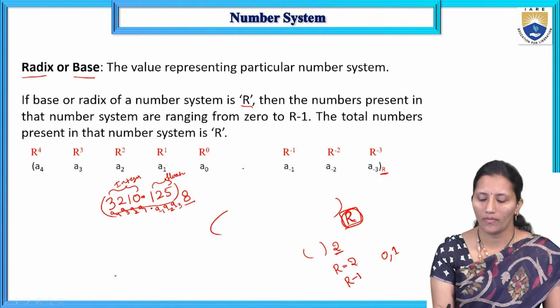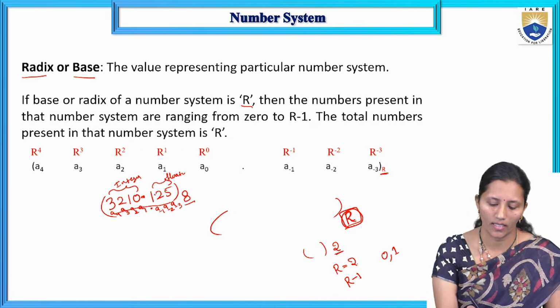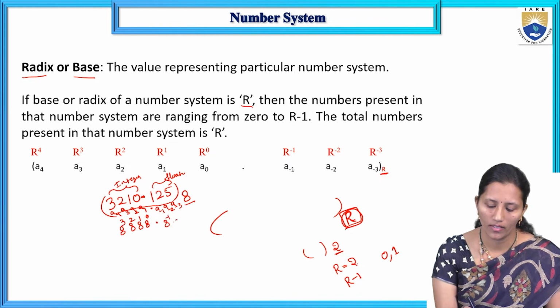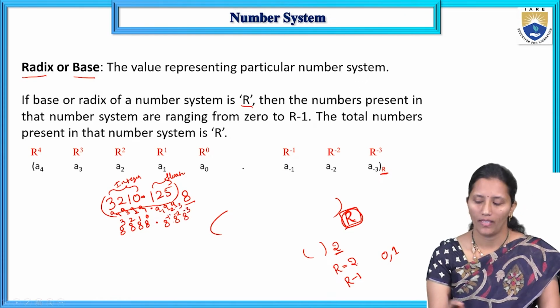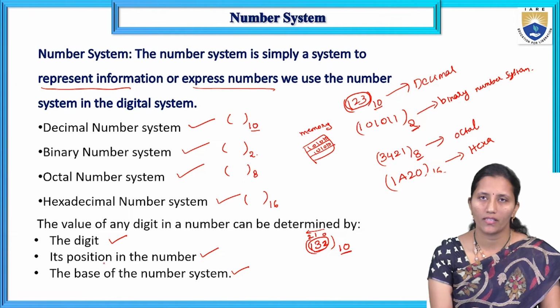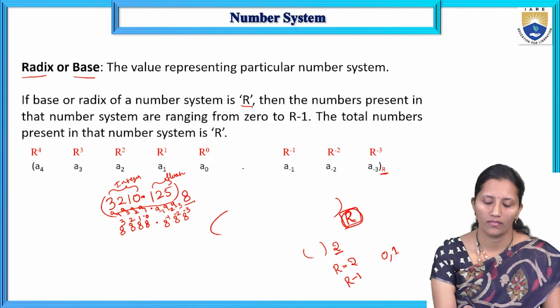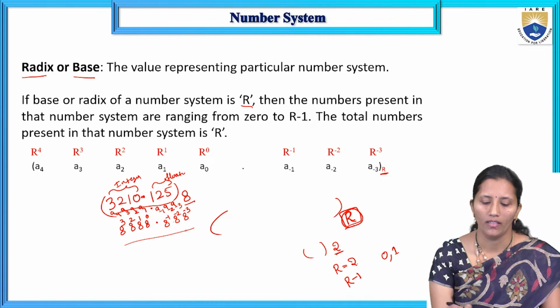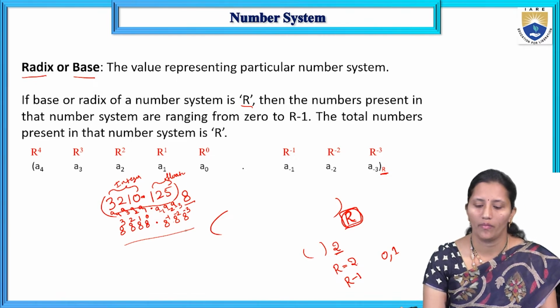The radix powers will be R power 0, R power 1, R power 2, that is nothing but 8 power 0, 8 power 1, 8 power 2, 8 power 3. And on the fractional side, 8 power minus 1, 8 power minus 2 and 8 power minus 3. Here we have the base of the number system and its position in the number: 0th position, first position, second position, third position. So this is the basic number system representation.